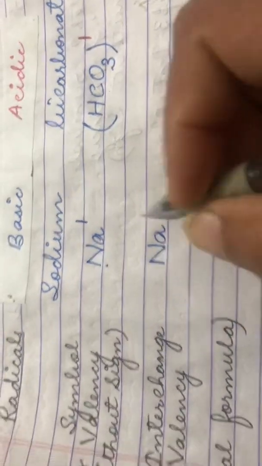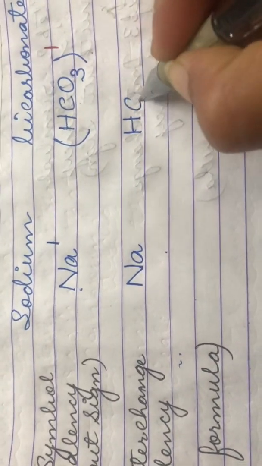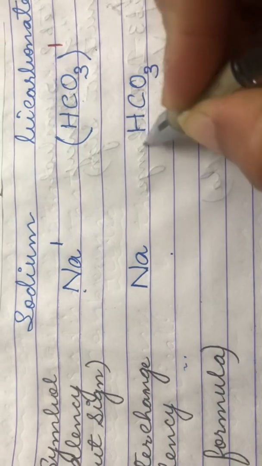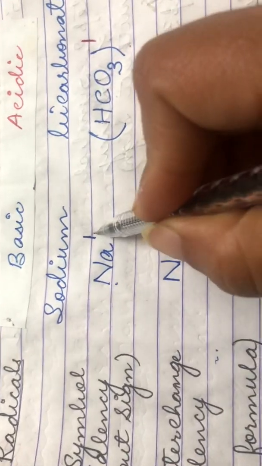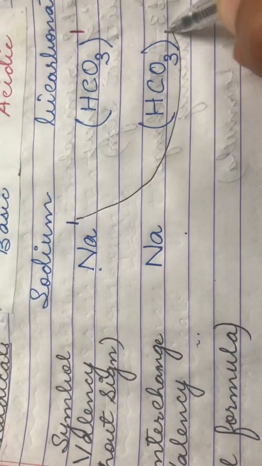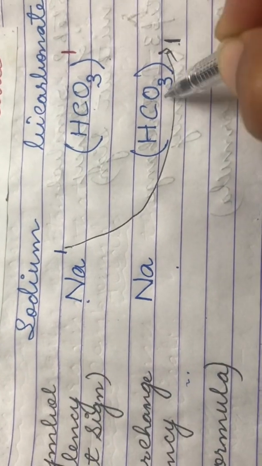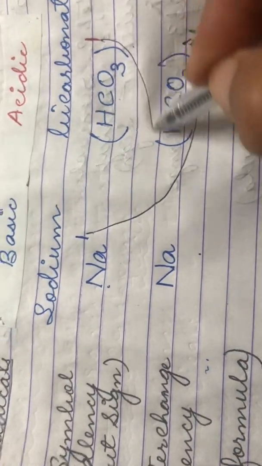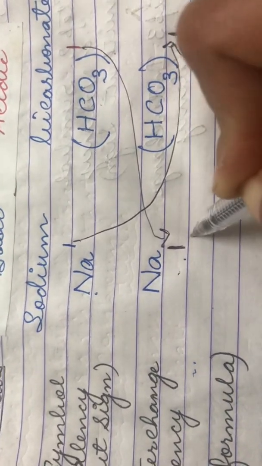Again the symbol comes as it is, because the next step is we interchange the valency. We write Na as it is. We write HCO3 as it is. Put the whole in a bracket. Now you show the interchange. When you show the interchange, this one comes down here below. You have to remember it comes outside the bracket, not inside the bracket. And this one comes down here, which is again in the subscript.